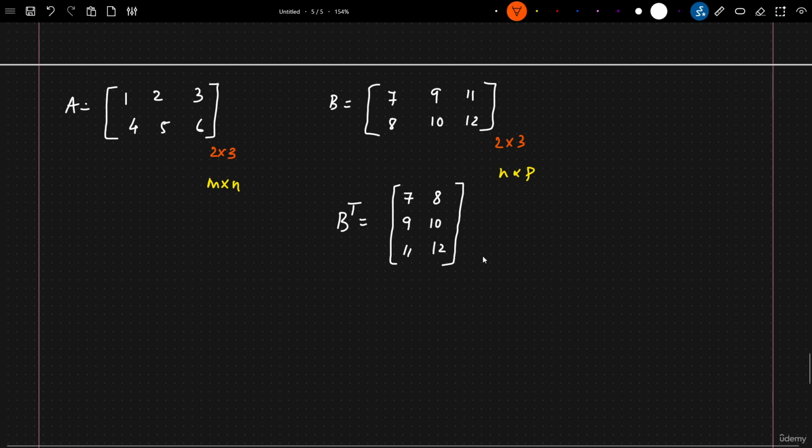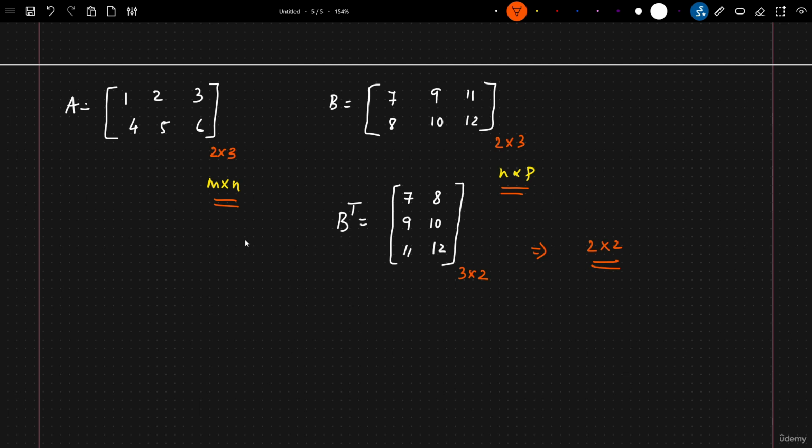Now, in this scenario, my new matrix that is formed has the shape of 3 cross 2. Do you see this condition is satisfied? M cross N is what we have, and we are trying to multiply with another matrix, which is N cross P. So the number of columns is matching the number of rows. My final outcome should be a 2 cross 2 matrix. And then we will see whether we are actually able to get a 2 cross 2 matrix.